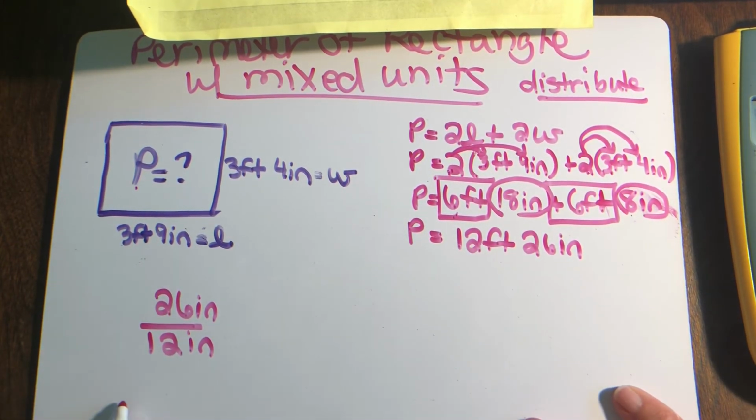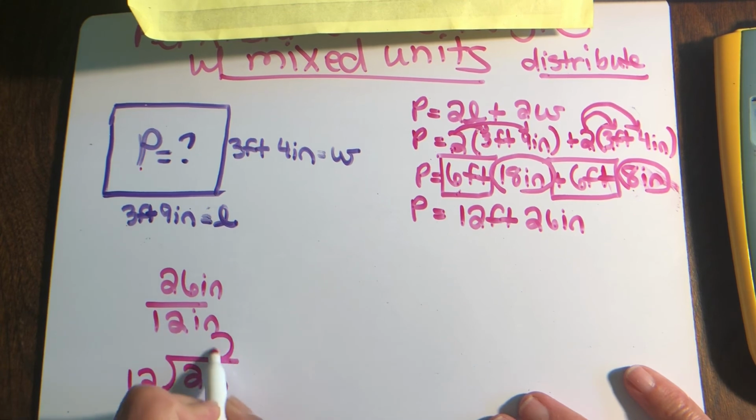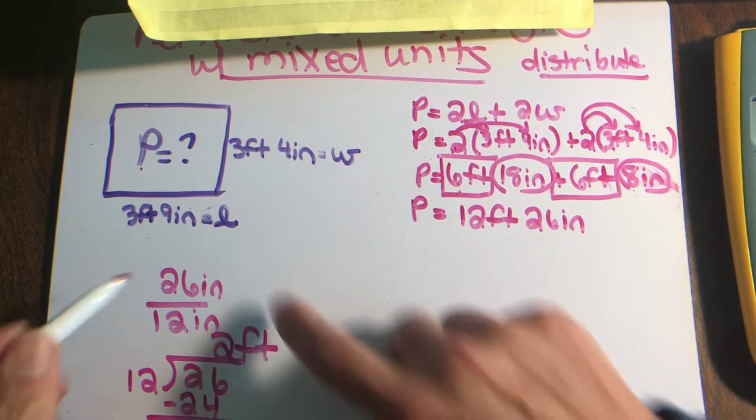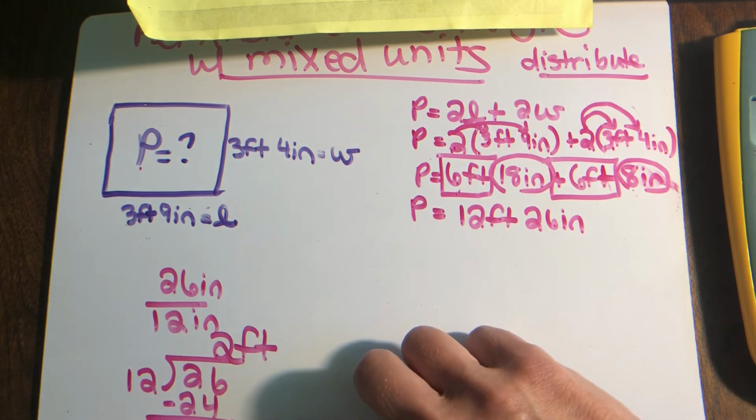So I'm coming over here to do my work. 12 goes into 26. How many times? It goes 2 times. That'll be my feet. 2 times 12 is 24. Subtract with 2 inches left over, right? So 26 inches is really 2 feet, 2 inches.